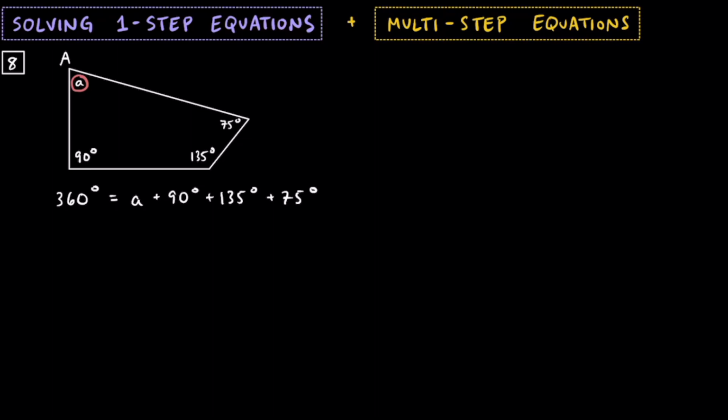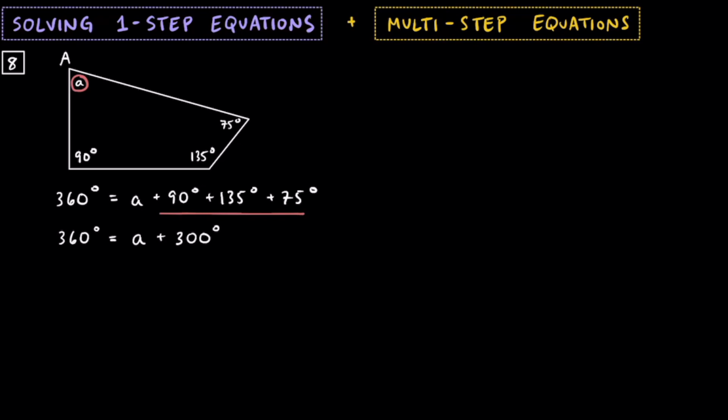Okay, so what we can do is go ahead and add these 3 angles that we already know on this right side here. So let me think here, 90 plus 135, I think that's going to be 225, and 225 plus 75 is going to be 300. So we know that on the right side, if we combine our constants, they're like terms with each other, 360 is equal to A plus 300 degrees.